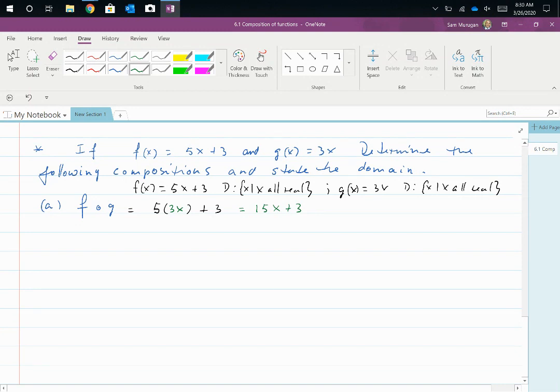Now the g function, the domain of the g function was all real numbers, and the domain of f composed of g is also all real numbers, since it's a linear function also. So the domain is still all real numbers.